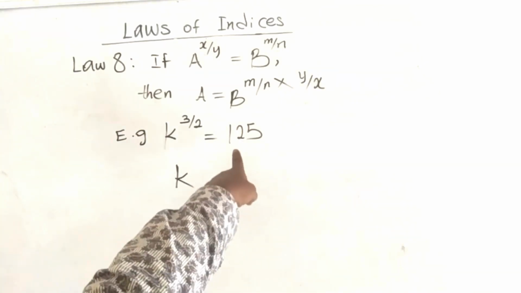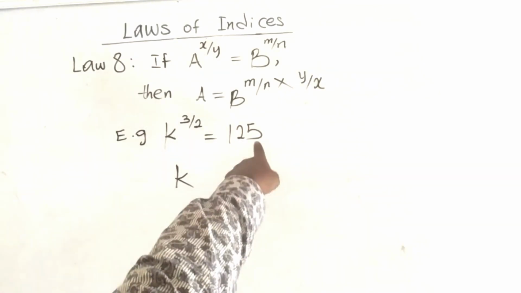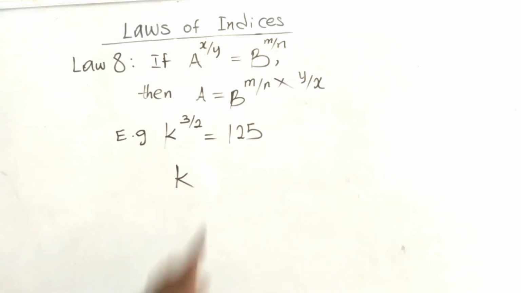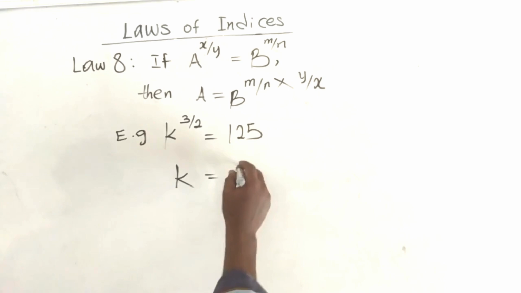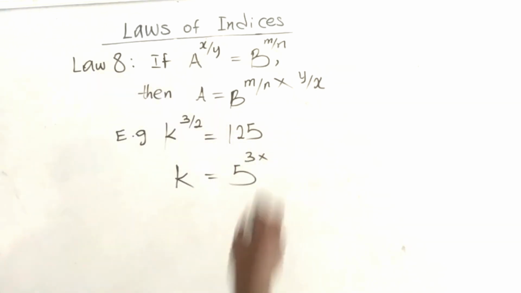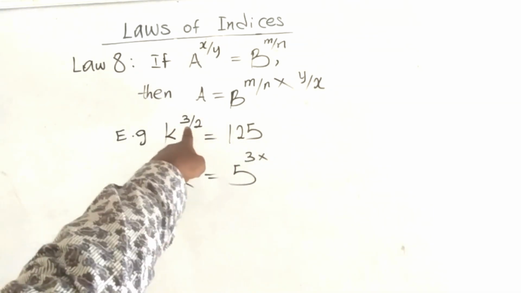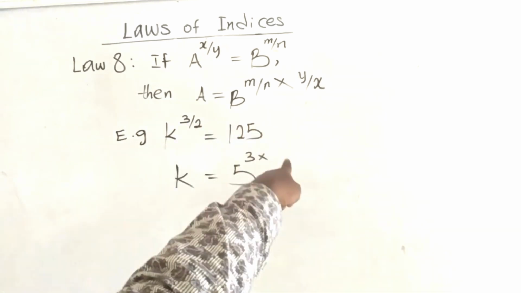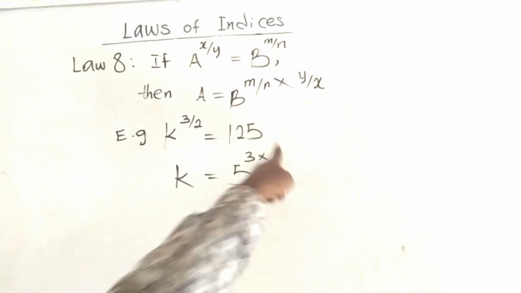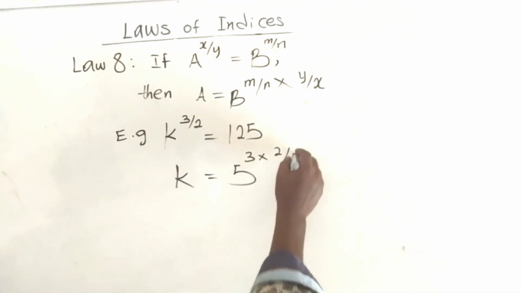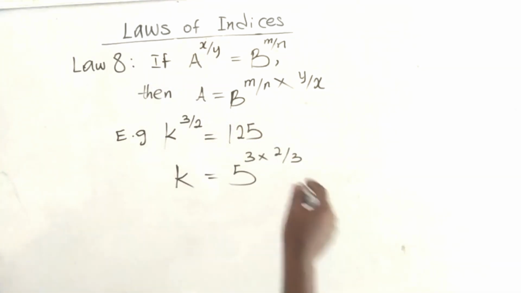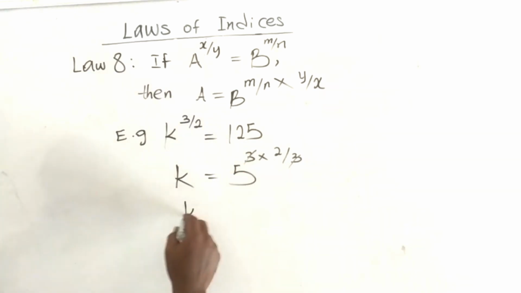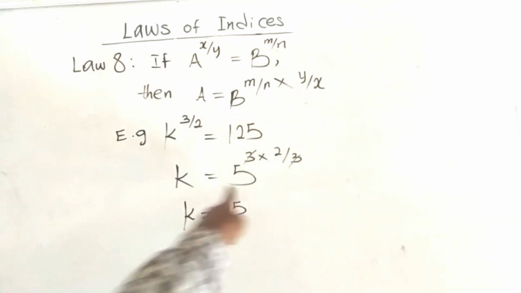Remember to change 125 to its index form, which is 5 raised to the power 3. So k will be equal to, when we transfer 3 over 2 to this side, it will not be 3 over 2 again. It will roll to 2 over 3. And 3 cuts 3. And k gives us 25, that is 5 squared.